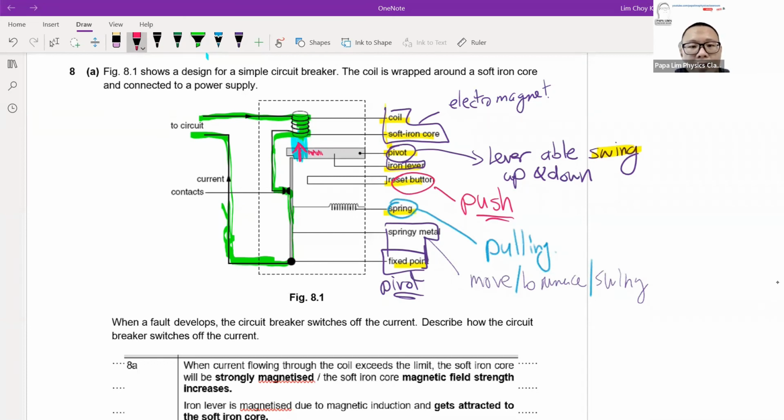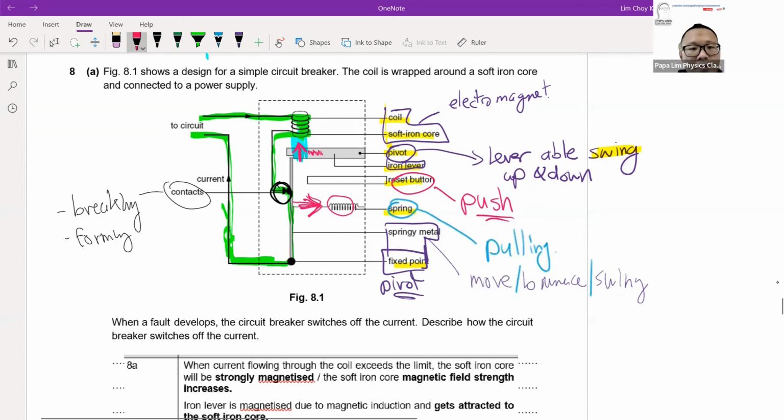When it moves up, you'll find that this spring will pull the springy metal to the right. Whenever I see a contact, I know there is something to do with breaking the contact, or it could be forming the contact. The moment the spring pulls the springy metal to the right, the contact is broken and the current will be cut off. So where does the reset button come in?